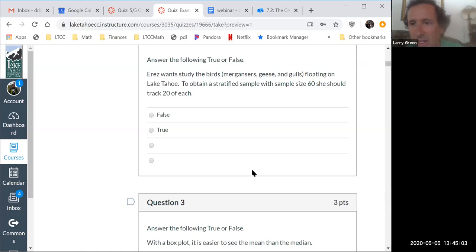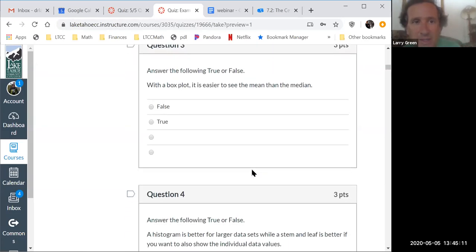Any questions at all on the first one? Okay, let's move to the second one. Okay, with the box plot, it's easier to see the mean than the median. Okay, so true or false, and why?